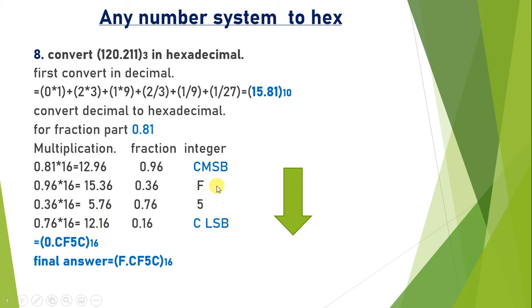So now arranging from MSB to LSB, we will get 0.C55C in hex. Now grouping this integer result as well as the fraction result, we get the final result F.C55C as the hexadecimal output. So similarly, you can convert any base number system into the hexadecimal number system.